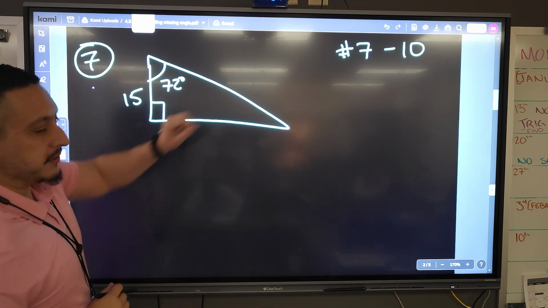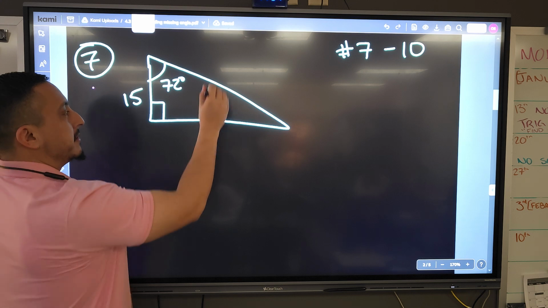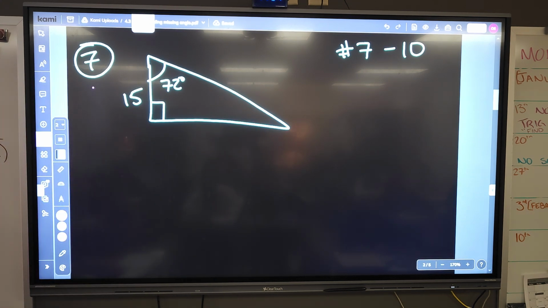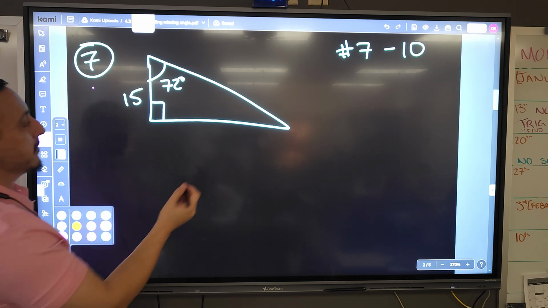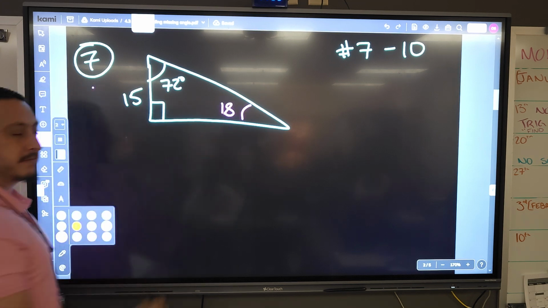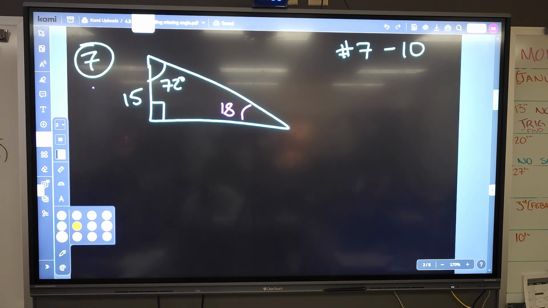So we're missing a few things here, right? We're missing this side, we're missing this side, we're missing this angle. You choose how to start it. For example, I would find this angle first because you have two angles, right? So 90 minus 72 would be 18. There's that angle, right? Now I'm missing two sides. Which one should you find? Whichever one you want to find first.